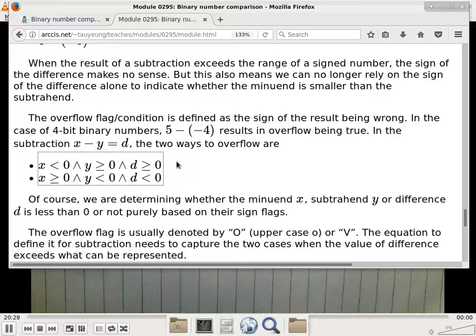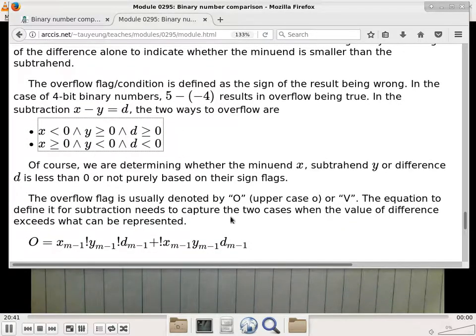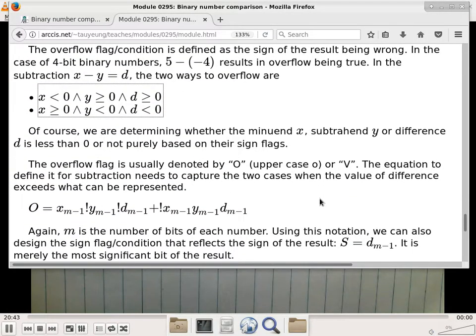Are we linking those expressions to the most significant bits? Sort of. Okay. So the equation for O, or overflow, or V sometimes, because some people don't like to use uppercase O as a notation because it looks too close to a zero. There are certain textbooks that would use V to represent overflow.